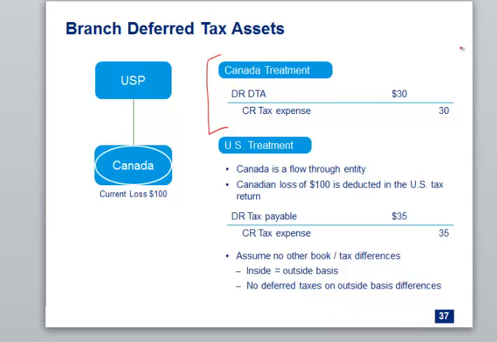Debit, we have no payable, we lost money. We have a deferred for 30 because we have a $100 NOL carry forward in Canada at a 30% rate. So we have a 30 provision benefit. So this loss flows through to the U.S. because of the circle in the box, which means it's a flow-through entity. So we do our U.S. provision.